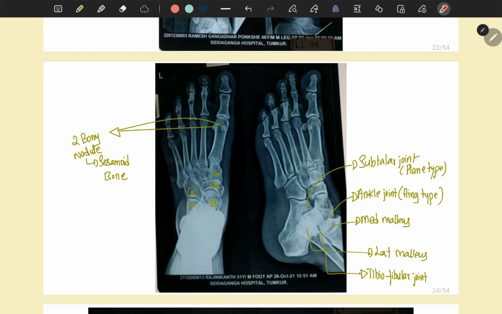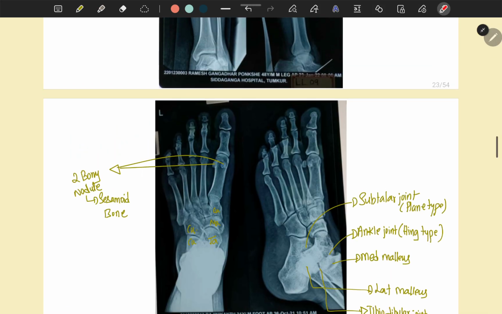And the joint between the talus and calcaneum is called the subtalar joint. It is a plane type. And the joint between the lower end of the tibia and the talus is called the ankle joint, a hinge type of synovial joint. And this is the medial malleolus of the tibia, this is the lateral malleolus of the fibula. And between these two, there is a joint called the tibiofibular joint.